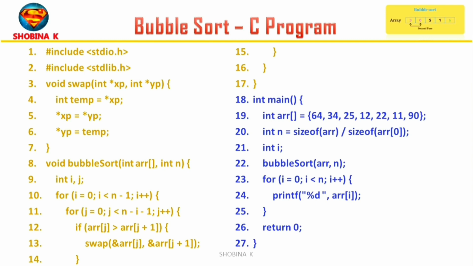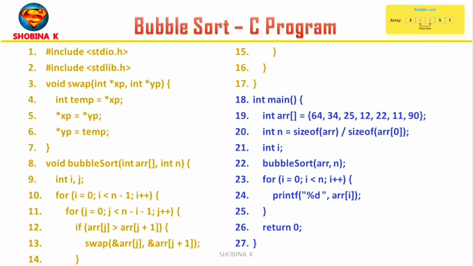Here the sizeof operator returns the size of the data type in bytes. In this case the size of an integer is 4 bytes. Next we declare an integer variable named i. And then we call the bubble sort function. This function takes two arguments, that is the array to be sorted and the size of the array. Now the for loop that iterates through the array arr, the loop will iterate from i equals 0 to i equals n minus 1. And then we print the value of element at index i of array arr.